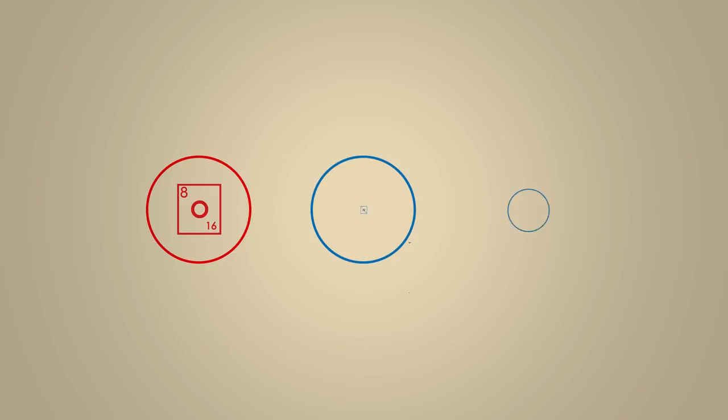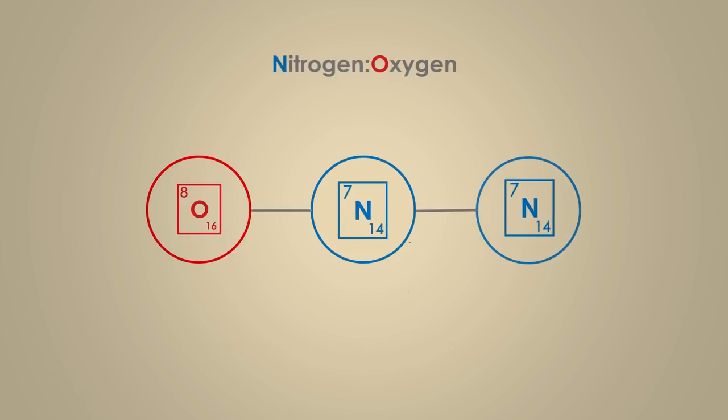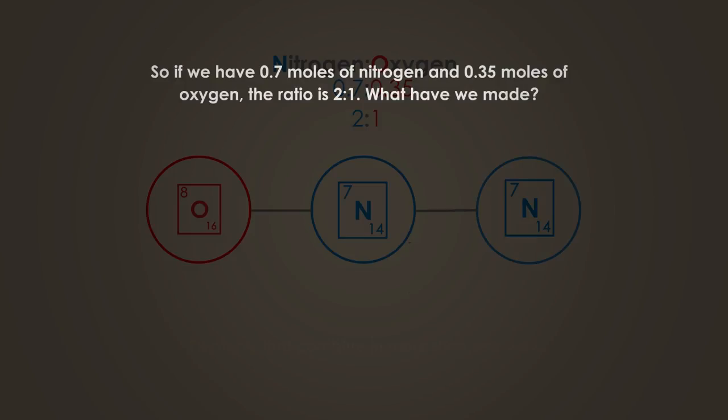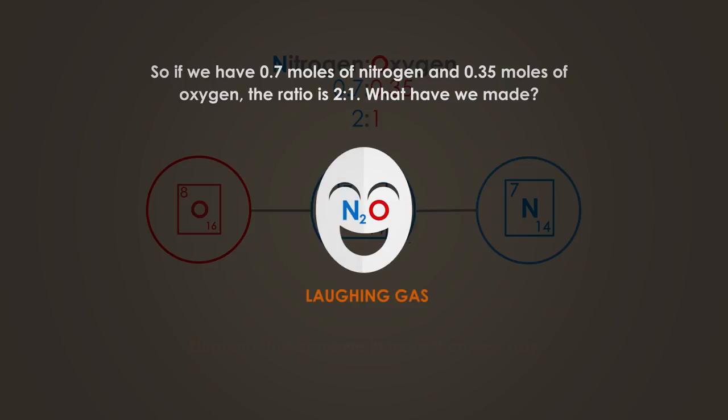Remember, 1 mole of gas occupies 24 decimeters cubed at room temperature and pressure. So if we have 0.7 moles of nitrogen and 0.35 moles of oxygen, the ratio is 2 to 1. What have we made? Yes, we have made laughing gas.